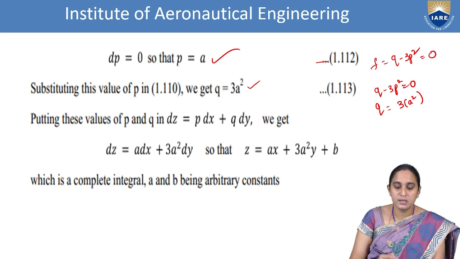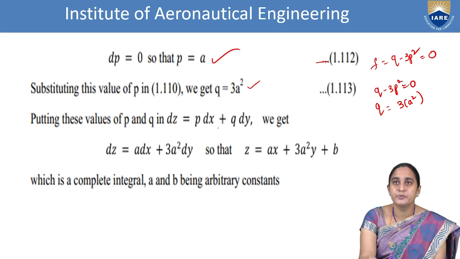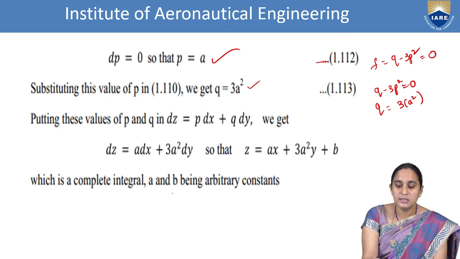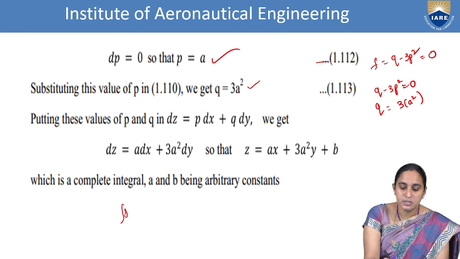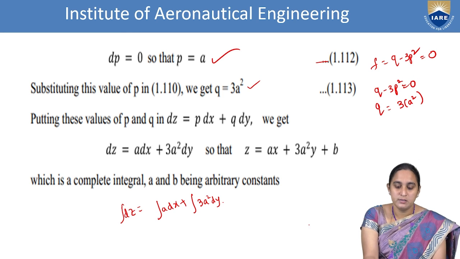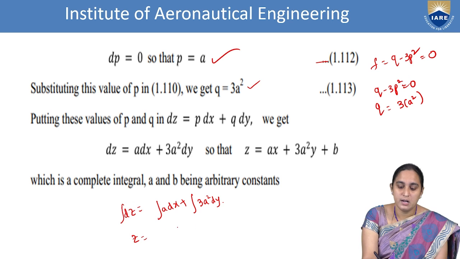Then substitute those two in the formula dz is equal to p dx plus q dy. Therefore, dz equal to a dx plus 3a square into dy. Then integrating on both sides, z is equal to what? Integration of dz is equal to integral of a into dx plus integral of 3a square into dy. That is integral dz means z, and a into integration of dx as x, plus 3a square into integration of dy as y, plus constant b.